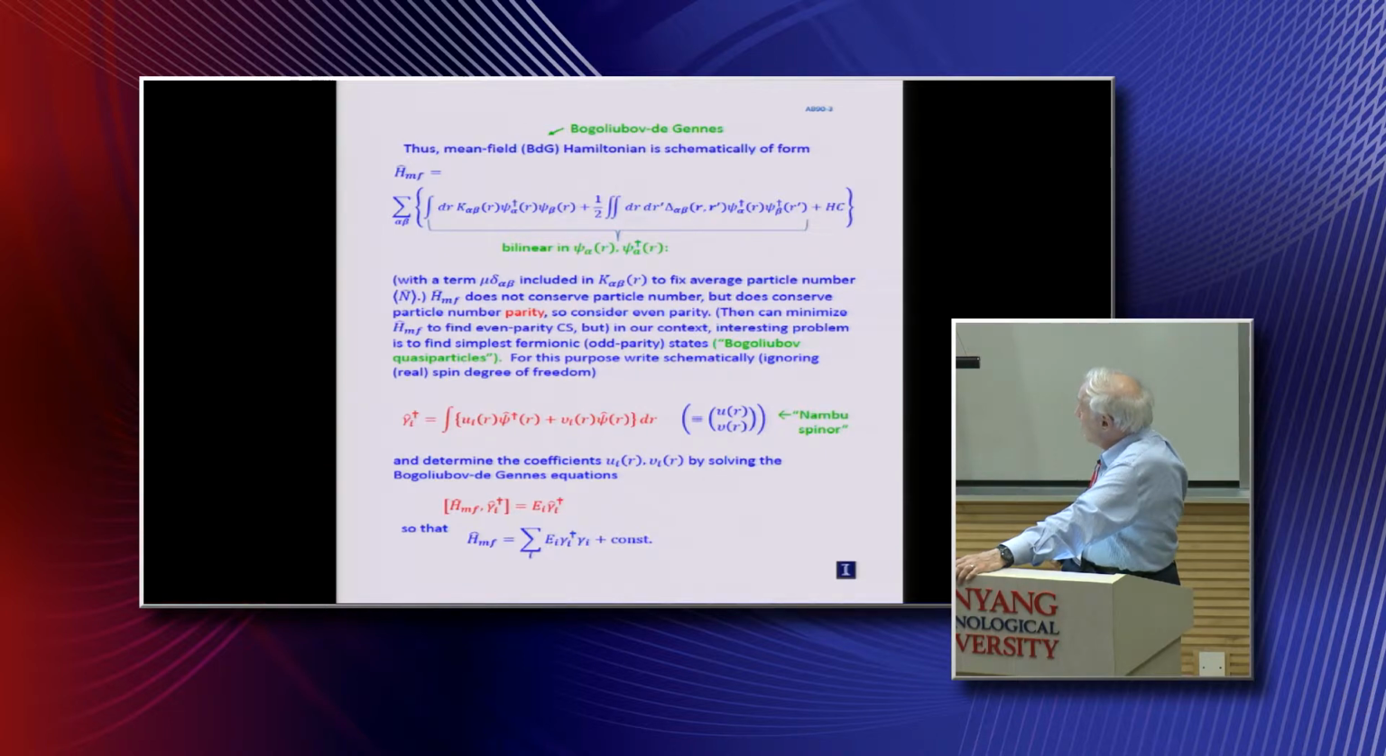And then, having written down this general form of your quasiparticle operator, you determine the coefficients u and v by solving the so-called Bogoliubov-de Gennes equations, which basically just tell you that if we take our mean field Hamiltonian and commute it with this operator, we want to get some eigenenergy times this operator. And then we find that the mean field Hamiltonian can be written in this rather straightforward form. All this is very standard textbook stuff.